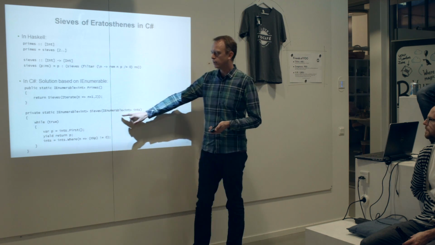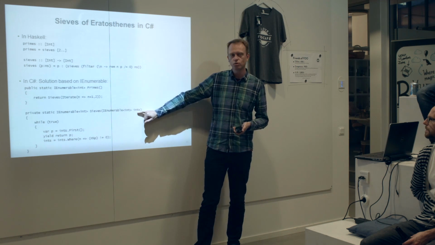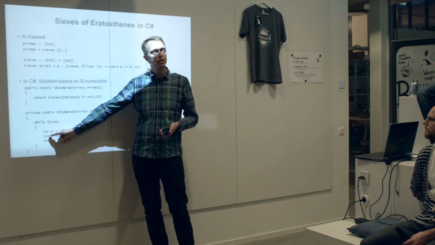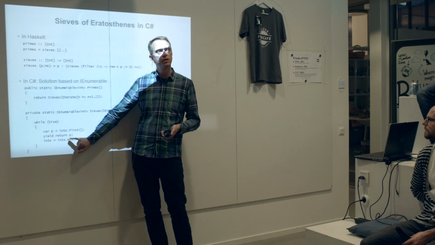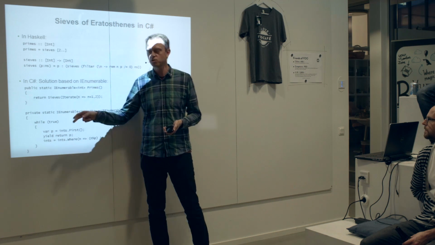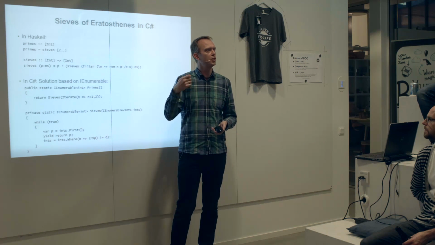So we take the enumerable of ints. These are the primes that we get, or prime candidates, I guess. We return the first one. That we do with this yield return here. That is important, because this is what allows us to generate this infinite list. It allows the caller to chew this off on demand.